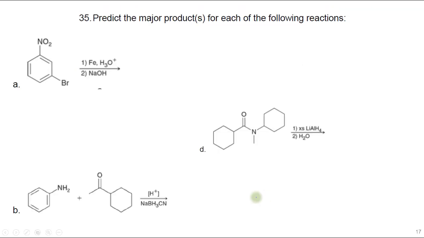All right, major products here, nitro group with benzene, bromobenzene. We're just going to reduce that nitro group with that iron. If I react B together, so aniline plus the ketone, this is a reductive amination. I'll get that product. That's the carbon right there. And then for lithium aluminum hydride, we're just going to reduce that amide to the amine.